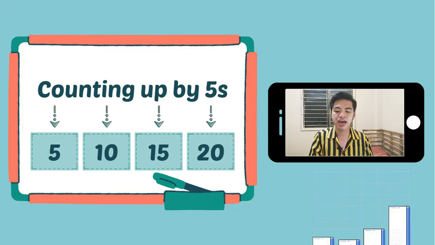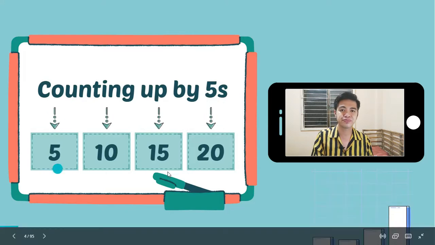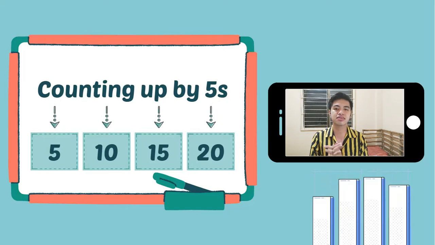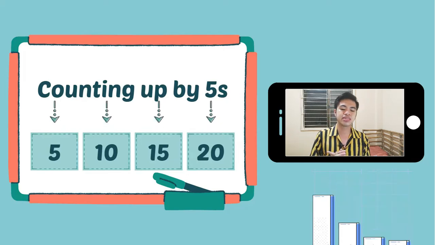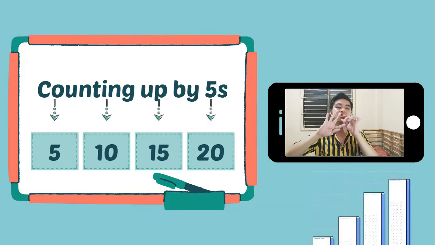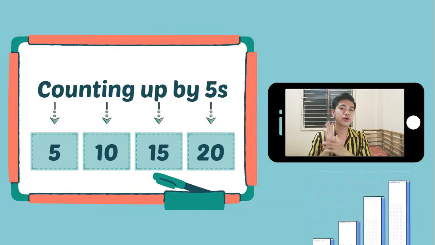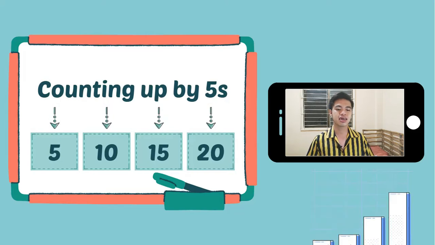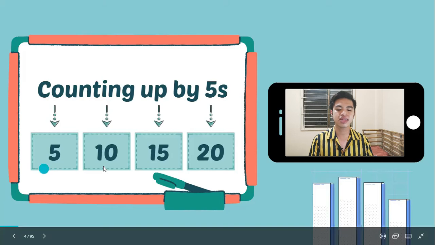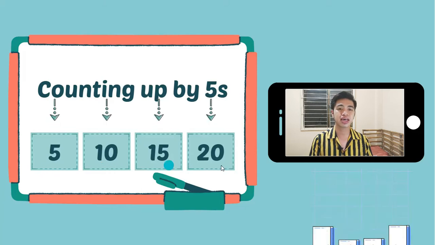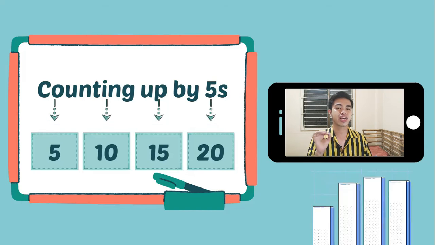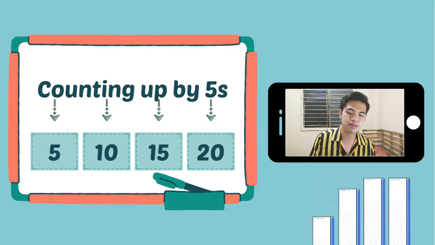So we already have 5, 10, and 15. So to find out the next number, we're just going to do the same thing. We will just add 5 again. So 15, 16, 17, 18, 19, and 20. So the last number is 20. So we have the pattern 5, 10, 15, and 20. So that's it. That's how it works for the counting up by 5s.